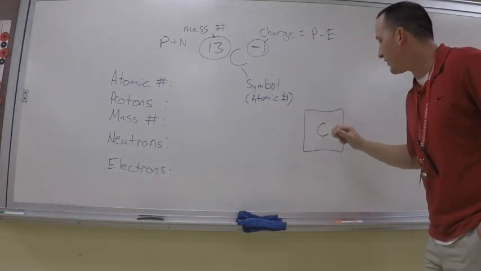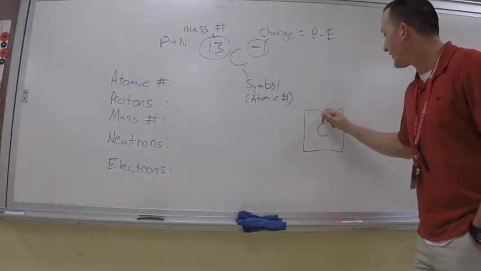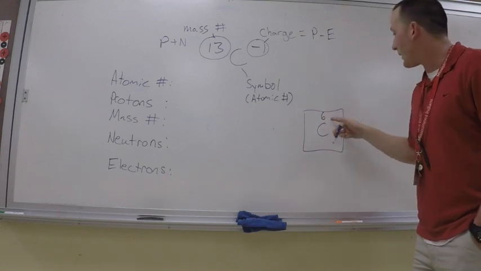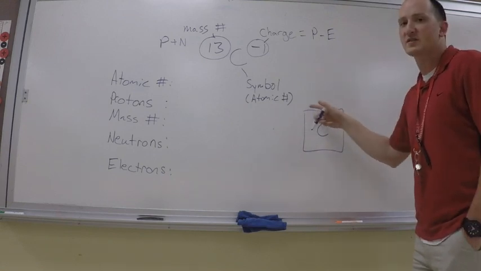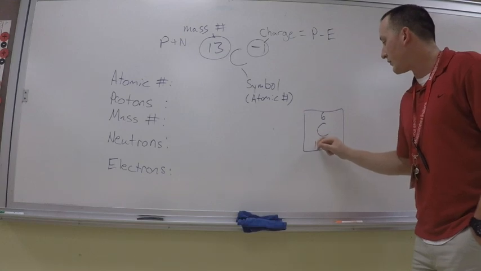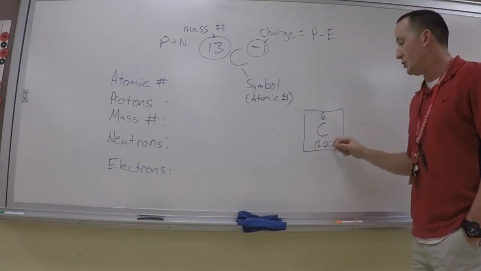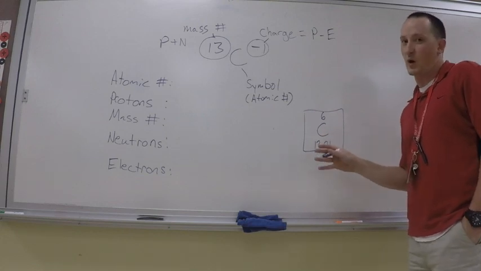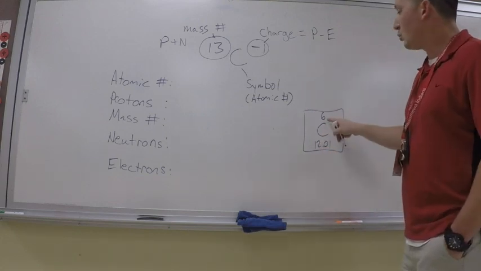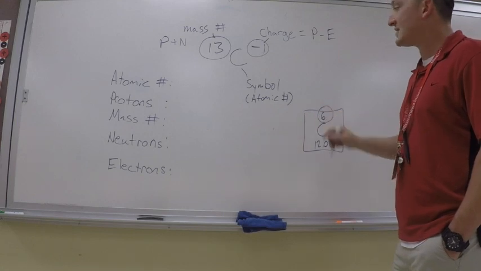You're going to have C in the middle, and then you might have a 6 either up at the top, or it might be over in the right-hand corner. It's going to be somewhere in there. And then you're also going to have something like 12.01. Okay? You're not going to use this 12.01, at least right now, but you will use this 6. This 6 is the atomic number.